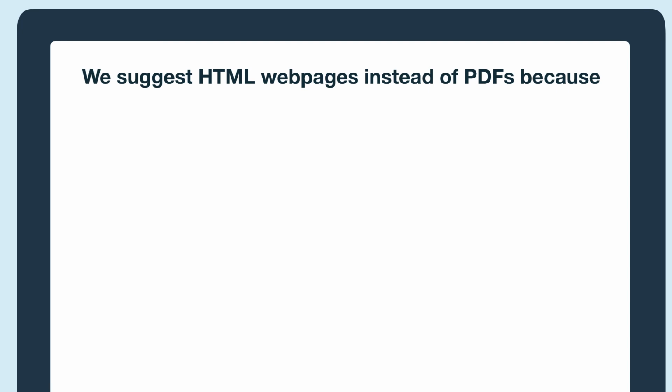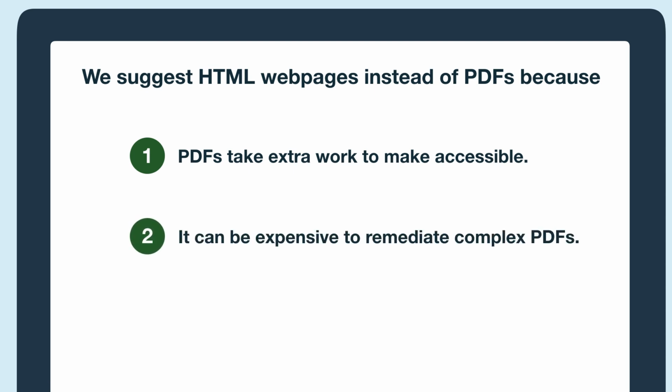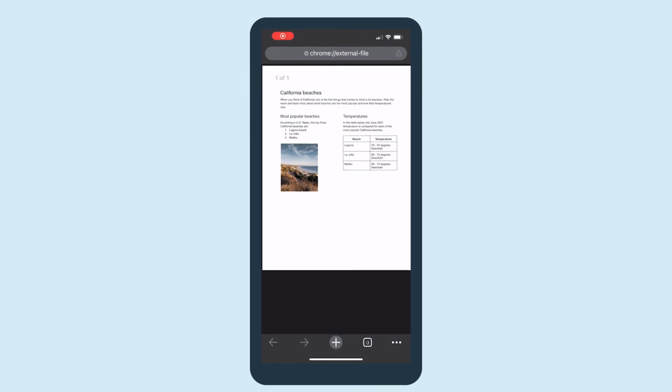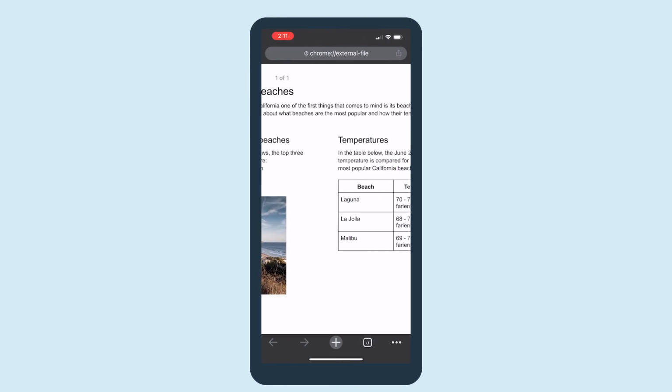Here's why. First, like we've said, PDFs take extra work to make accessible. Second, it can be expensive to remediate complex PDFs. And third, PDFs can be hard for any user to read on mobile. If you've opened a PDF on a mobile device, you are probably familiar with the pinching to zoom and finger scrolling needed to read and navigate PDFs on mobile.